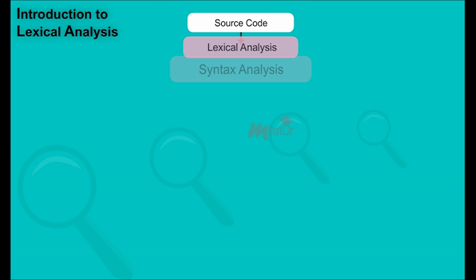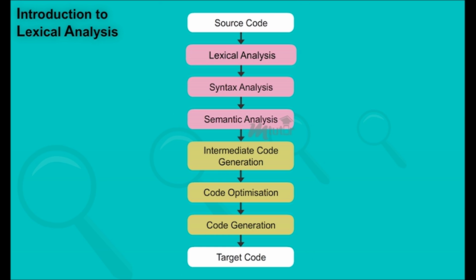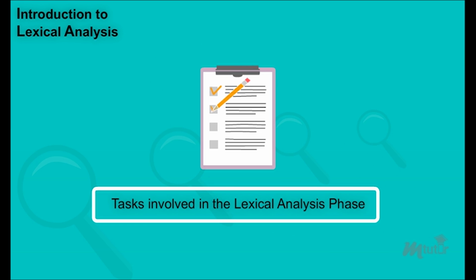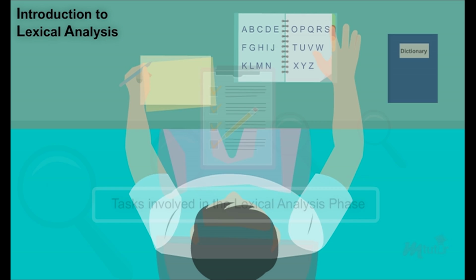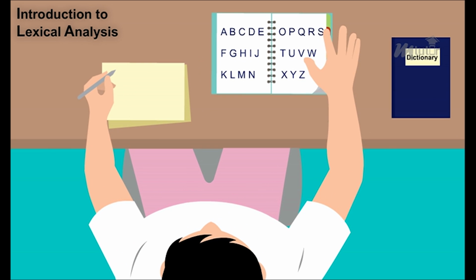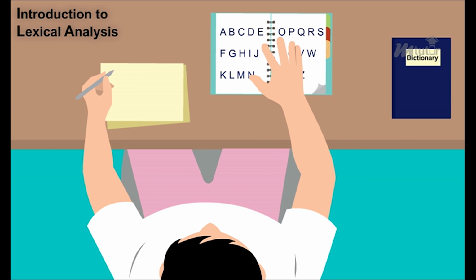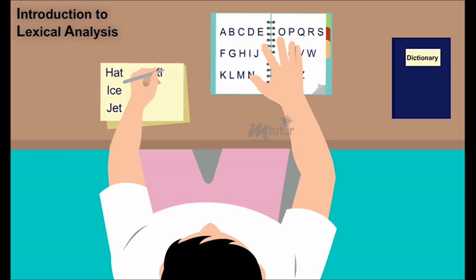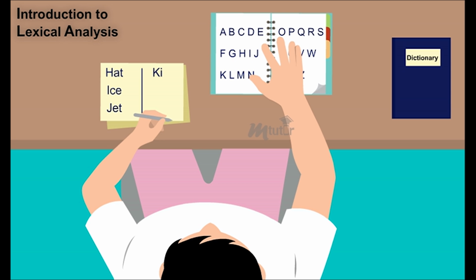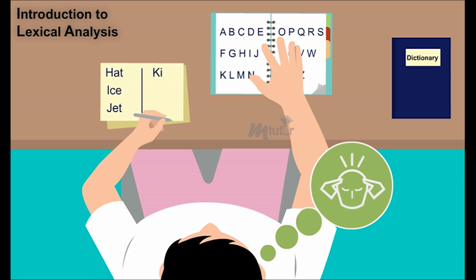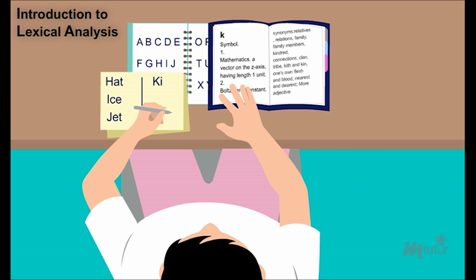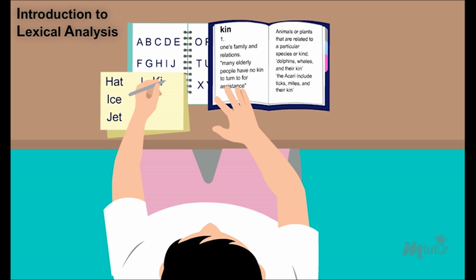You know that the first phase in the process of a compiler is LA, that is, lexical analysis. Let us consider an analogy to better understand the tasks involved in the lexical analysis phase. If a student wants to learn English, he will start learning from the alphabets. Then he will learn to write words combining the alphabets. Once he is capable of writing whole words, he will be eager to know the meaning of those words. So, to know the meaning, he will refer to the dictionary, where the predefined words are already explained with their meaning.